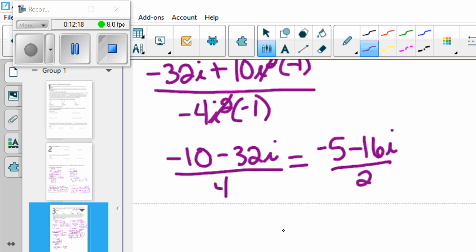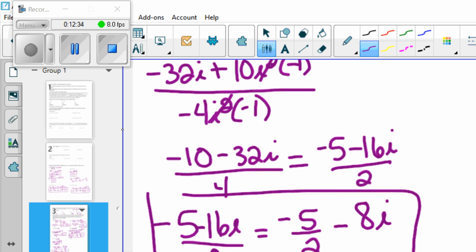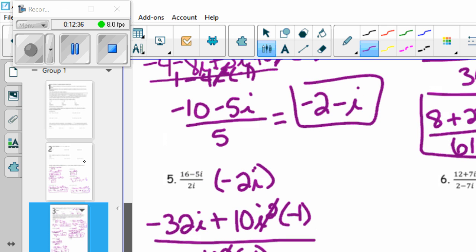And again, I need to recognize negative 5 minus 16i over 2 is the same thing as saying negative 5 halves minus 16i over 2. 16 divided by 2 is just 8, so minus 8i. But those are the same thing. Okay? All right, one last one.